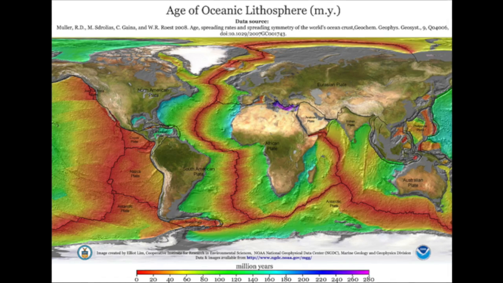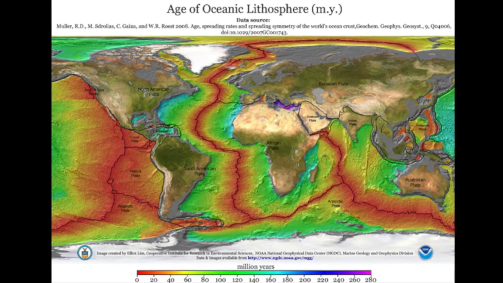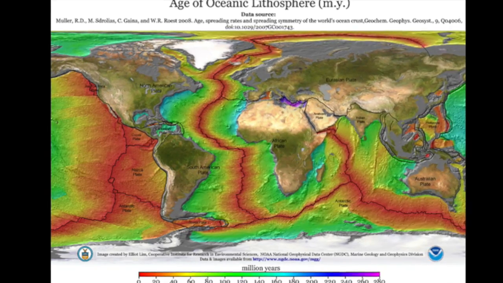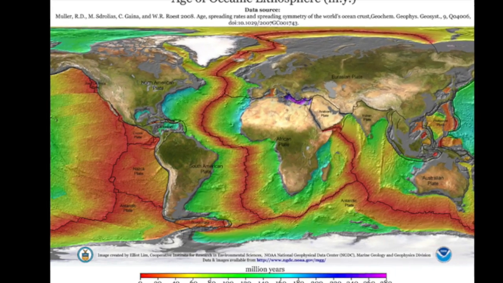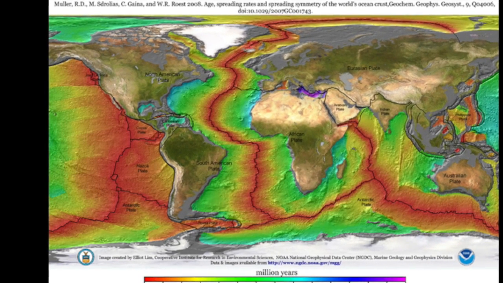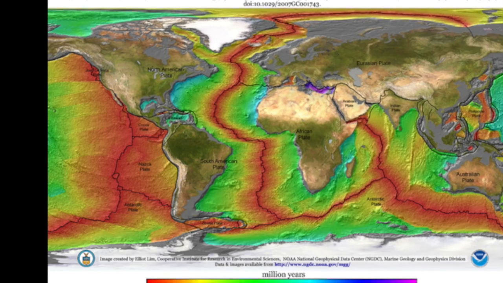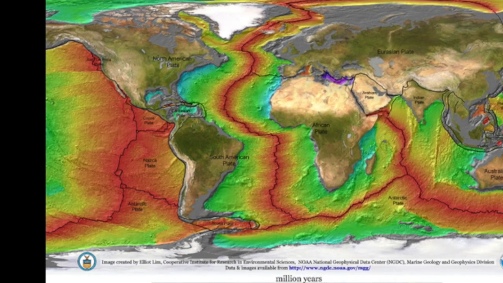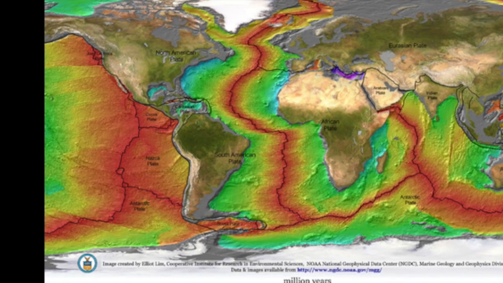Seafloor spreading occurs at divergent boundaries on the ocean floor. As you can see on the map, divergent boundaries are the red lines going through the ocean floor crust. And during these spreading periods, the divergent plates are moving away from each other and magma is bubbling up to the surface, creating new ocean floor.